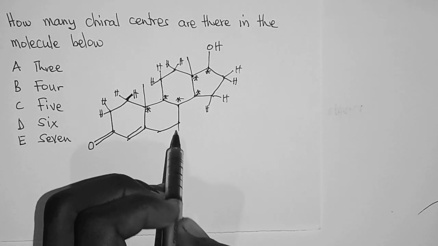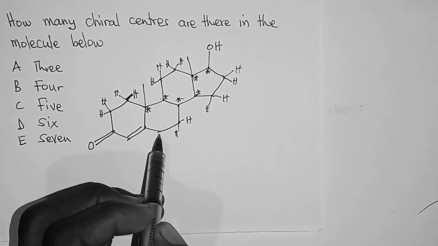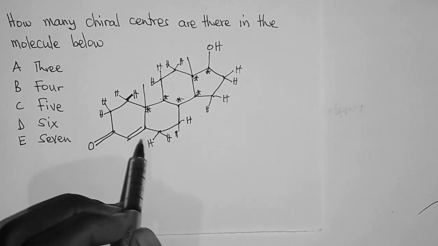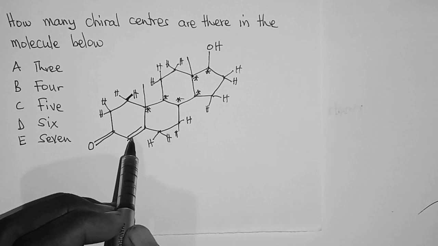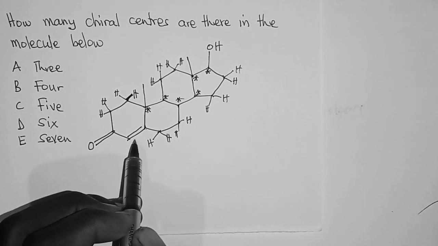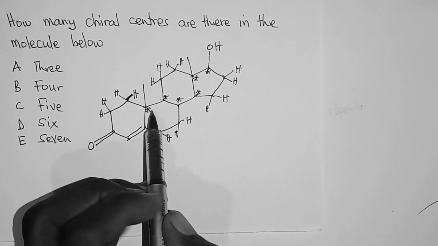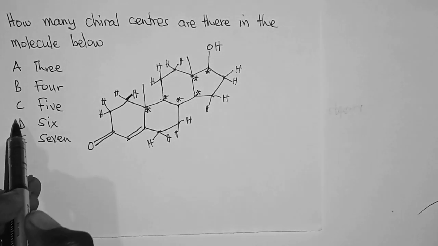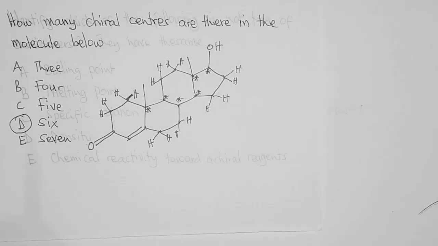But this one has two protons here, it's not a chiral center. This one too has two protons, it's not a chiral center. And then this is an alkene. These two are not chiral centers. So the chiral centers are 1, 2, 3, 4, 5, 6. So there are 6 chiral centers in that molecule.